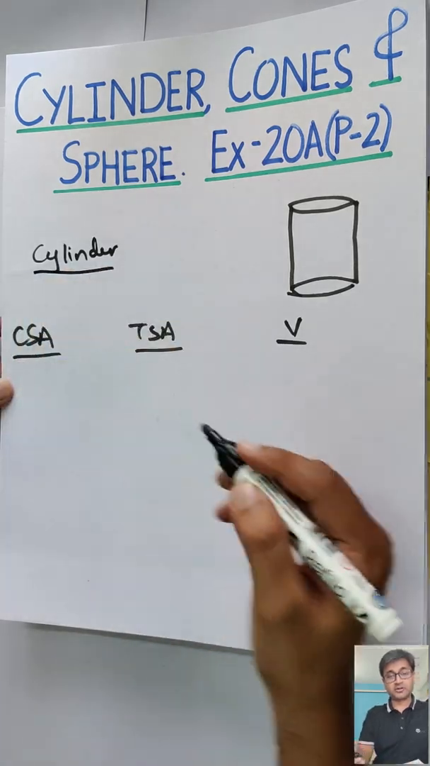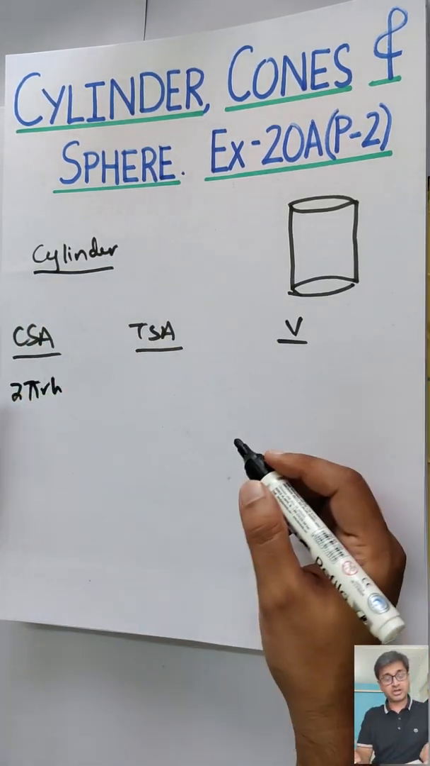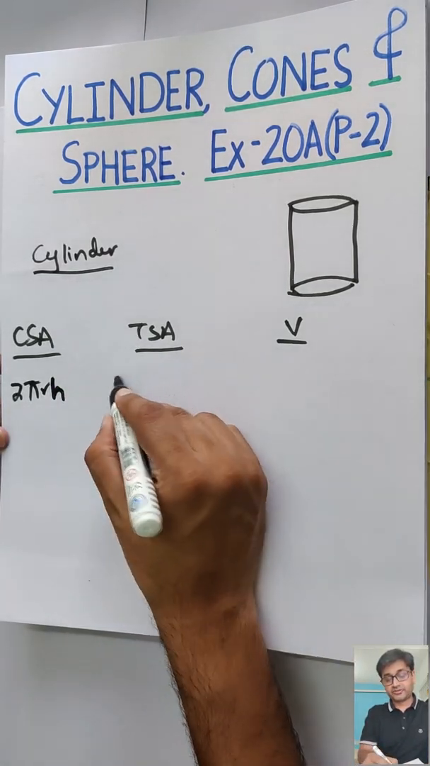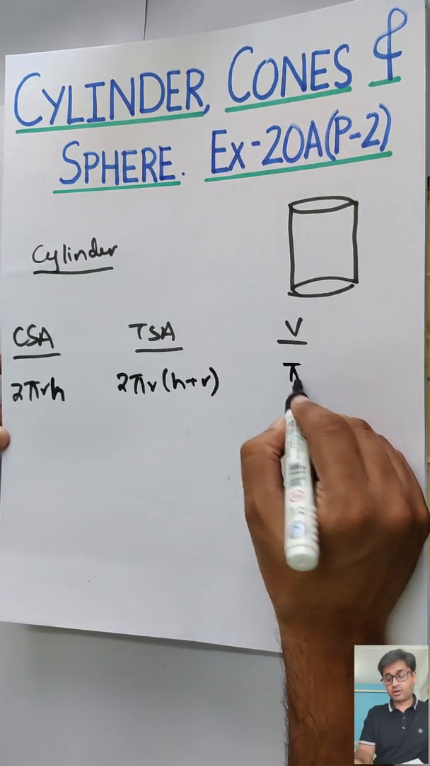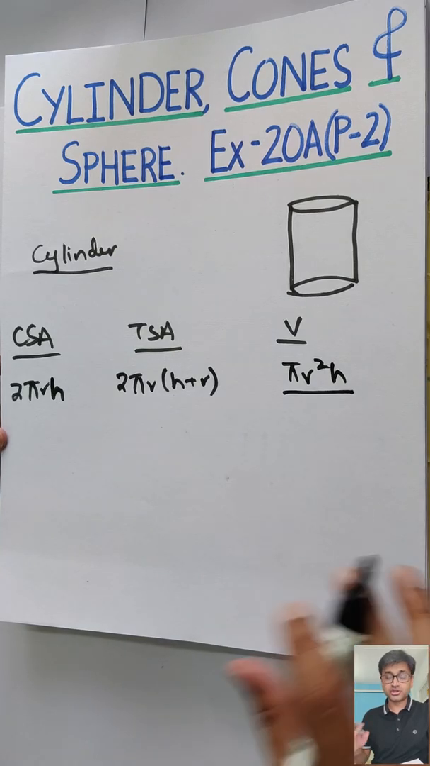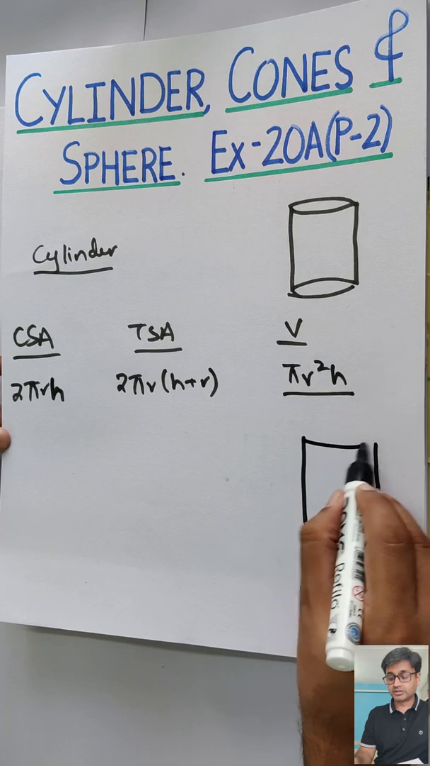come on, tell me what's the curved surface area? Very good. 2 pi r into h, that is perimeter into height or circumference into height. Total surface area 2 pi r (h plus r), and volume, that is area multiplied by height, so pi r square h. Now in this exercise you will see sums which are related to hollow cylinder.